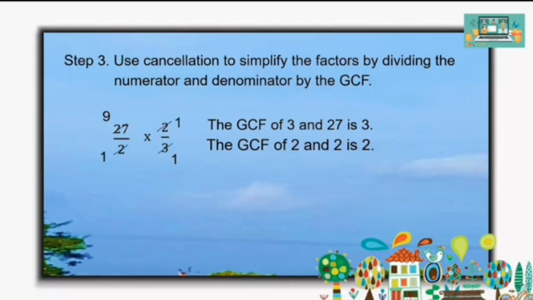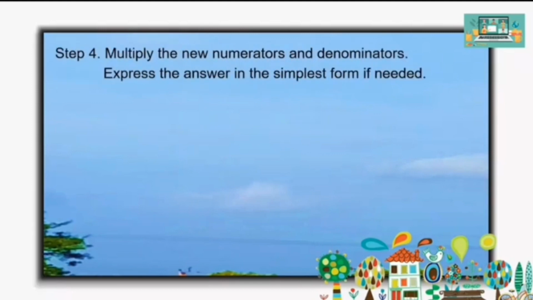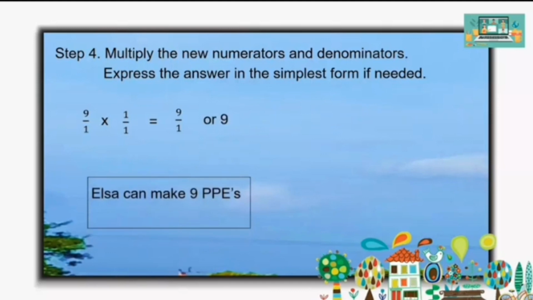Then next, step number 4. Multiply the new numerators and denominators. Express the answer in simplest form if needed. 9 over 1 times 1 over 1 equals 9 over 1, or 9. So Elsa can make 9 PPEs.